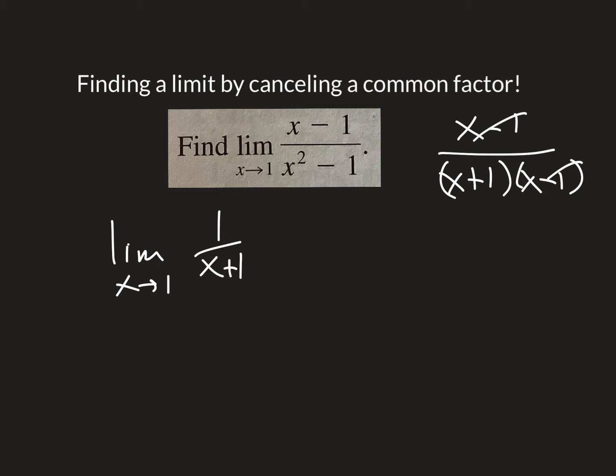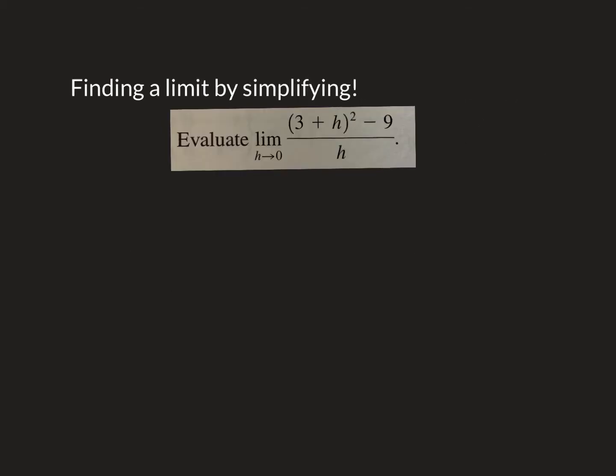Now, because that's rational, we're allowed just to plug that. We can do the limit by substitution, direct substitution. So I can plug the 1 in. 1 plus 1 is 2, and the limit is 1/2. That's all there is to it because it was rational. So canceling sometimes makes it a little bit easier.